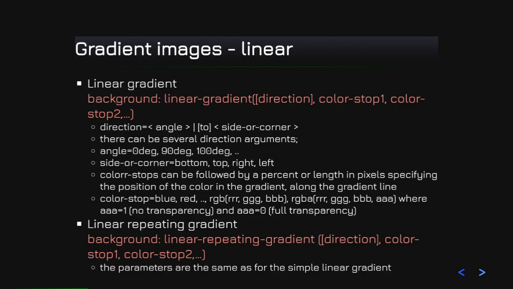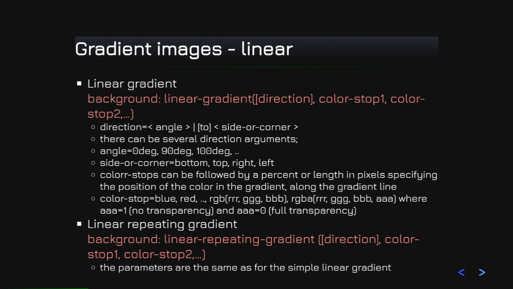The color stops can be written using the hexadecimal notation in red, green, blue, or using functions like you've seen previously, RGB or RGBA with an alpha channel. But there are also different color spaces, like hue, saturation, and lightness. So there are different color spaces that you can use in order to specify the color stop.